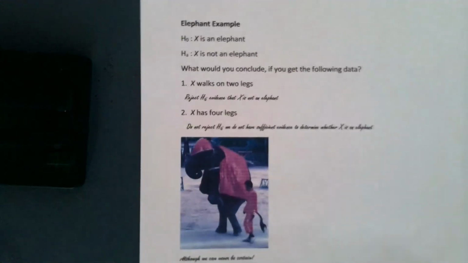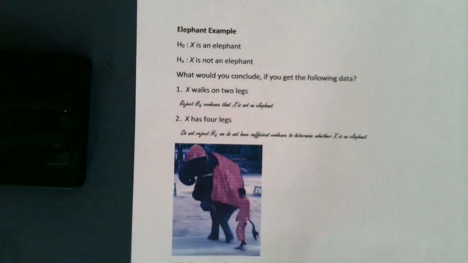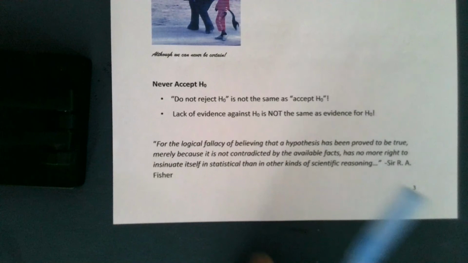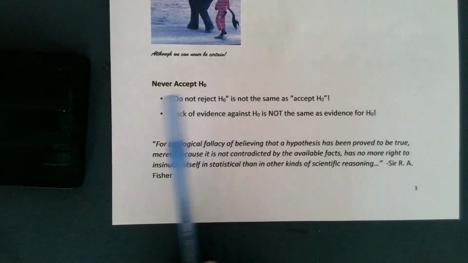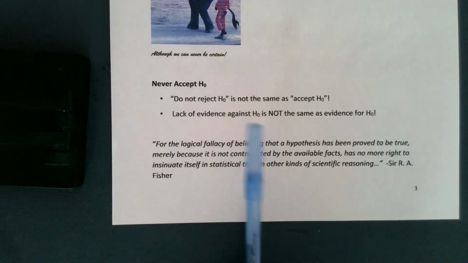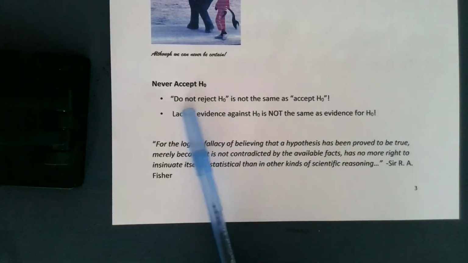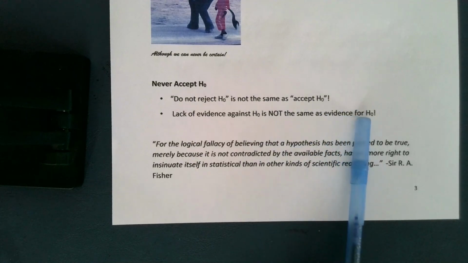Here's page 3 of the handout. You can maybe check out the elephant example. But one thing I wanted to mention on this page is we never say that we accept the null hypothesis. That's why we say we either reject the null hypothesis or we fail to reject the null hypothesis. We never say accept the null hypothesis. Okay? Because it's not the same as saying do not reject the null hypothesis. So a lack of evidence against the null hypothesis is not the same as evidence for the null hypothesis.